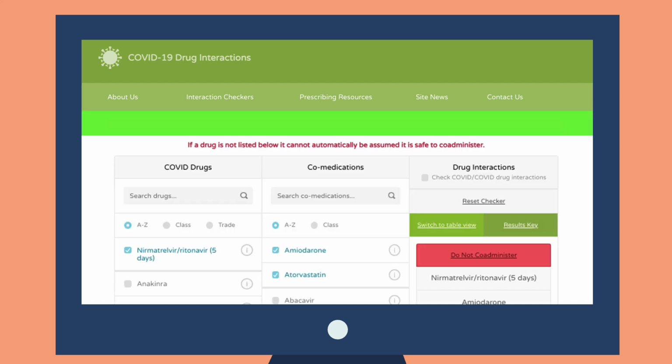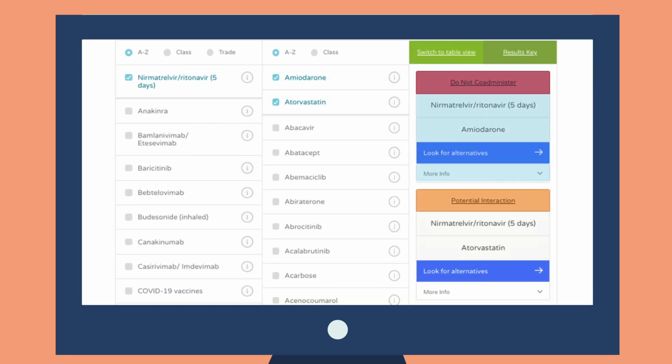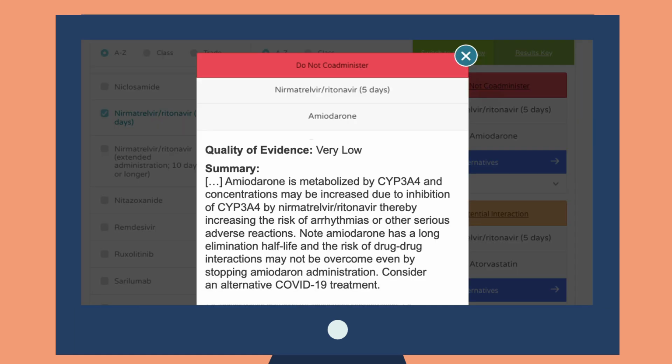If we look at nirmatrelvir-ritonavir as the COVID drug with the co-medications amiodarone and atorvastatin, it tells you not to co-administer amiodarone with nirmatrelvir-ritonavir and warns of a potential interaction with atorvastatin. It's important to click on Do Not Co-Administer and Potential Interaction to get the whole story and recommended action. So if we click on Do Not Co-Administer, here's the guidance.